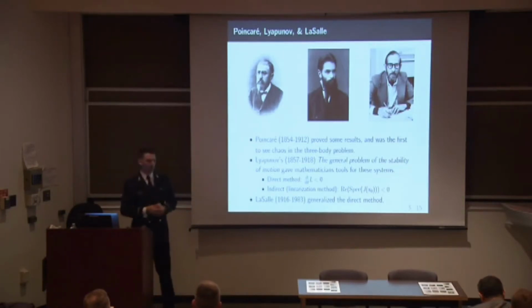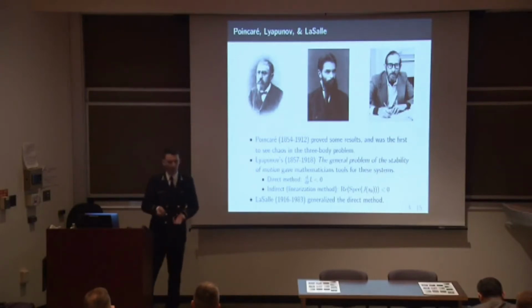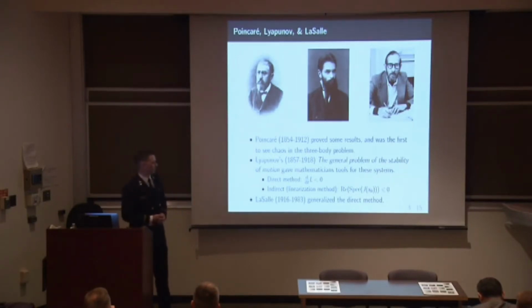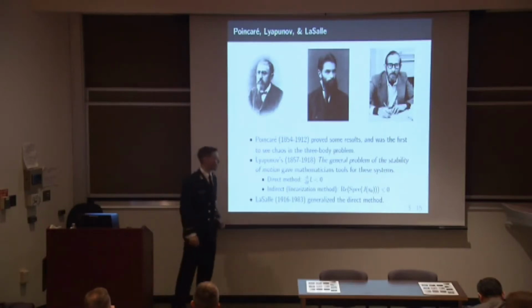So the problem with Lyapunov theory is that you can't always find the energy function. It's not obvious what it is. So in physical systems, sometimes it's obvious. But if you make up your own dynamical system, it's not necessarily clear what the energy function is going to be. So he also came up with an indirect or linearization method. And that's the second method here.